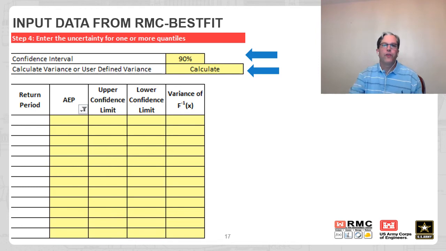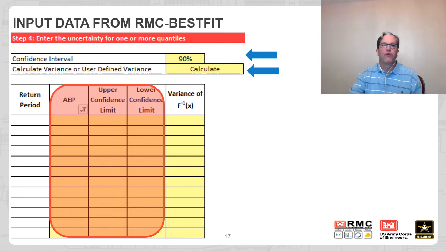Since best fit does not output the quantile variance, we will usually select the calculate option. The toolbox is set up so that you can easily copy and paste a set of AEP values along with the corresponding upper and lower credible interval values from our RMC best fit analysis directly into the spreadsheet. However, it is important to always use the paste special option to avoid changing the spreadsheet formatting. When the calculate option is selected, the variance column can be blank.